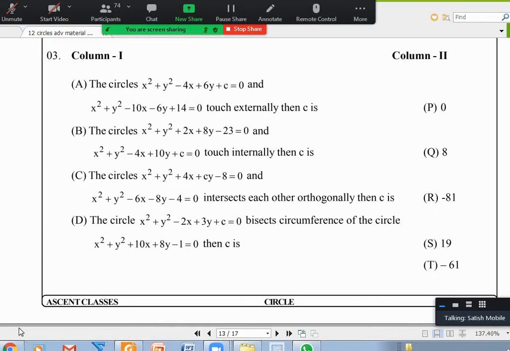Okay, A bit. The circles should touch externally. So you can use C1C2 equal to R1 plus R2. The first circle's center is (2, -3) and its radius is root of 13 minus C. The second circle's center is (5, 3) and its radius is root of 25 plus 9, 34, minus 14, root 20.